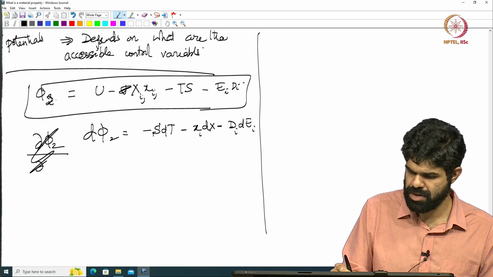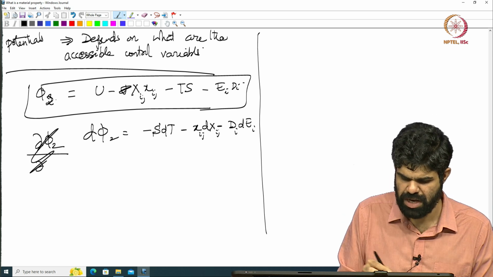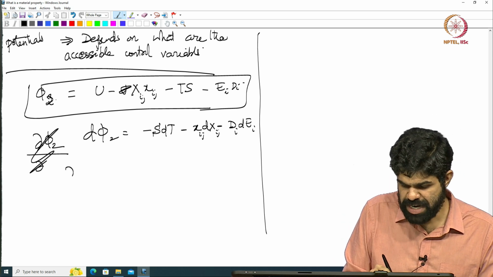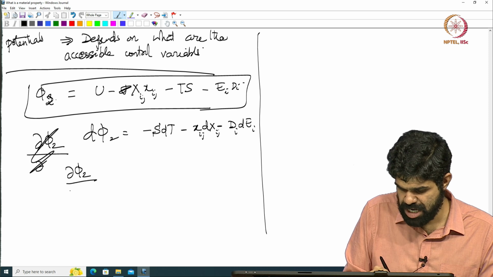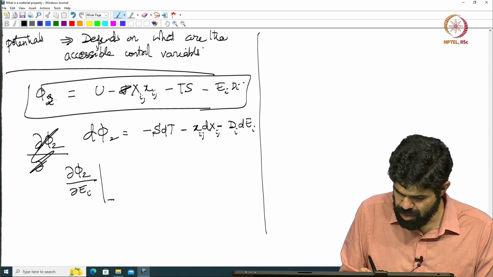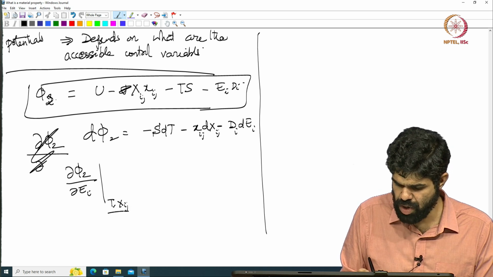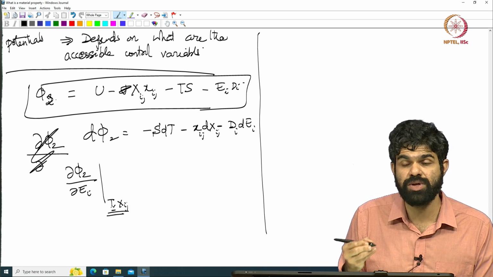Okay. So, this one I write as ij, this one also I write as ij. This is what we have seen earlier. Now, if I take a partial derivative of phi 2 with respect to Ei, I am not changing temperature, I am not changing the stress, right. So, this is at a constant stress state and at a constant temperature.